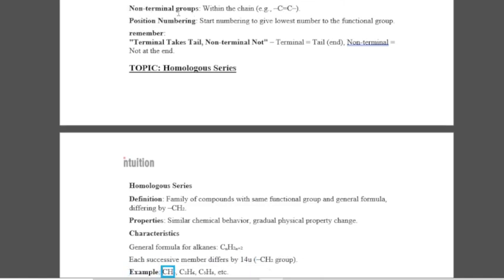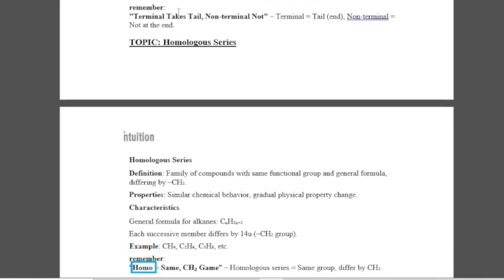Example: CH4, C2H6, C3H8, etc. Remember, homo means same, CH2 game. Homologous series means same group, differing by CH2.